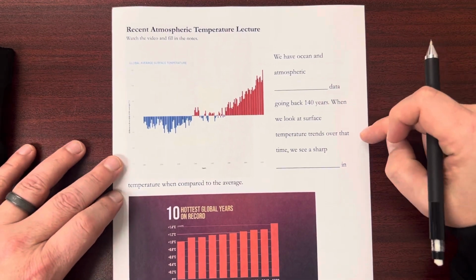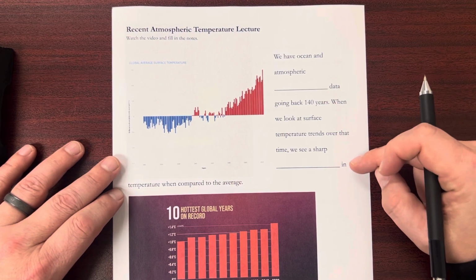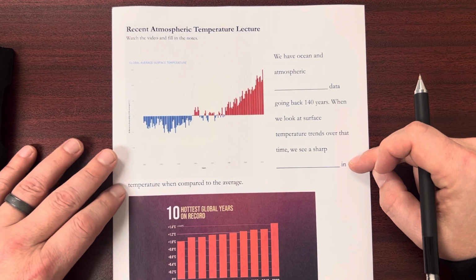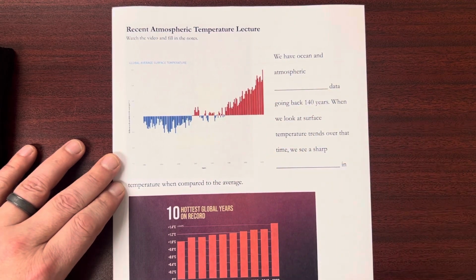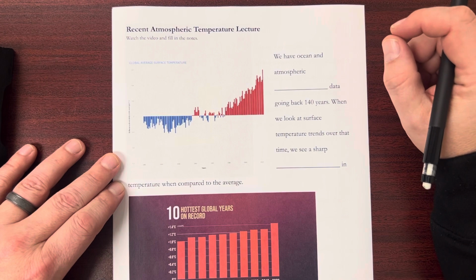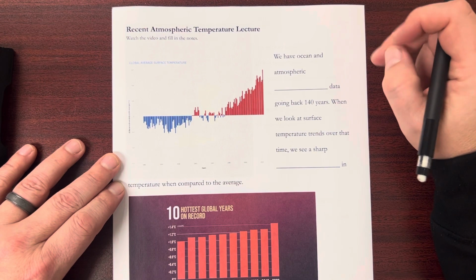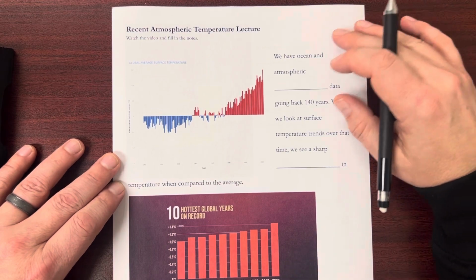When we look at surface temperature trends over that time, we see a sharp increase in temperature when compared to the average. Now again, we're talking about climate change and we're talking about man-made climate change. We put a lot of greenhouse gases in the atmosphere, thus the temperature is going up. All the data supports that.